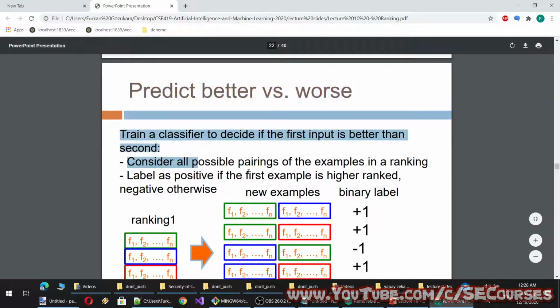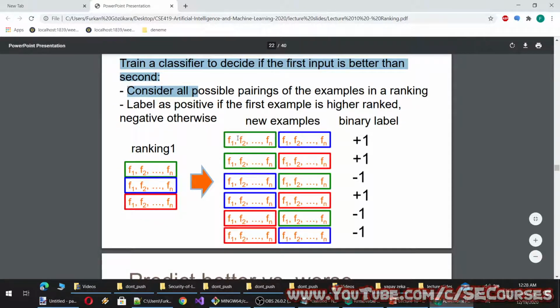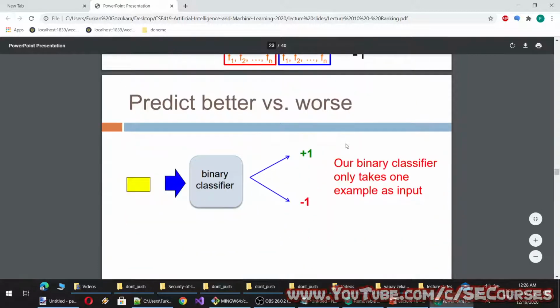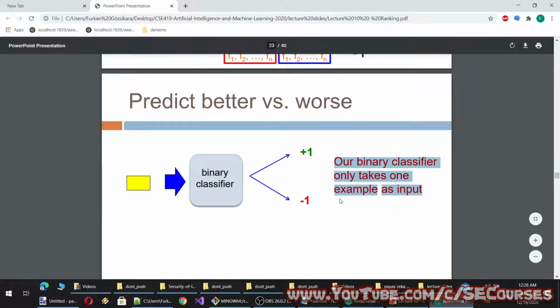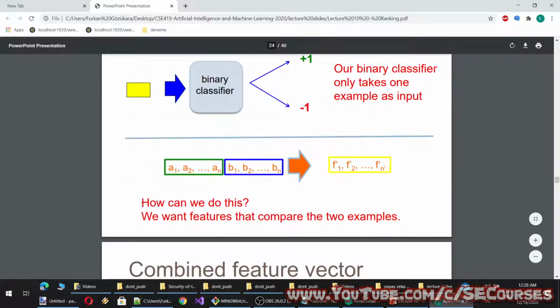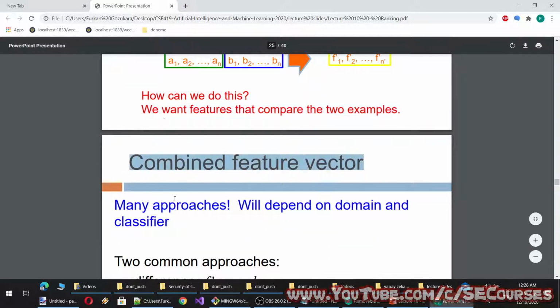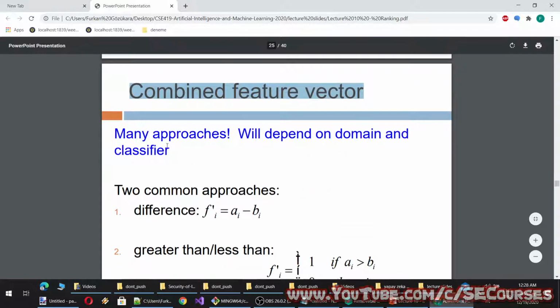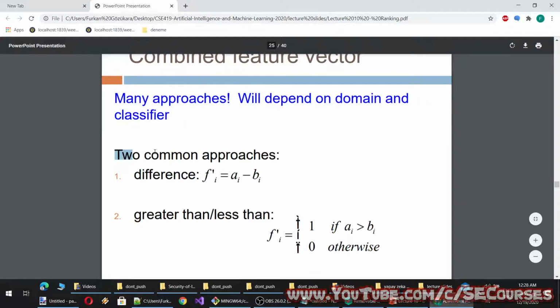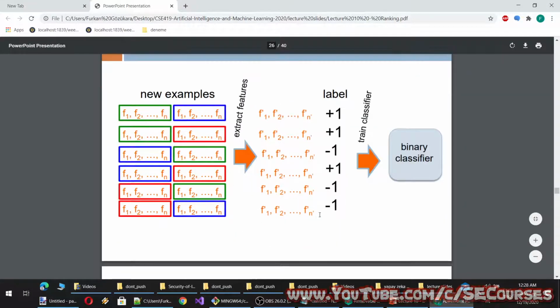Predict better versus worse. You see, in this case, each document is paired and ranked, and with this approach, we can rank all the documents even with a binary classifier. Okay, there is a combined feature vector. Many approaches will depend on domain and classifier. Two common approaches are difference and greater or less than otherwise.